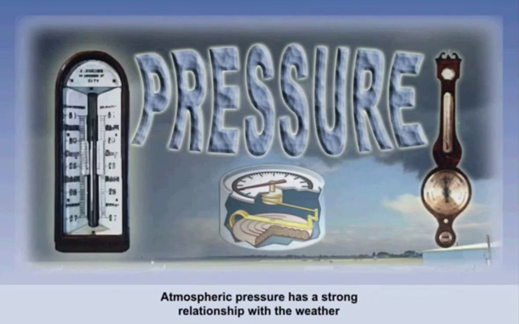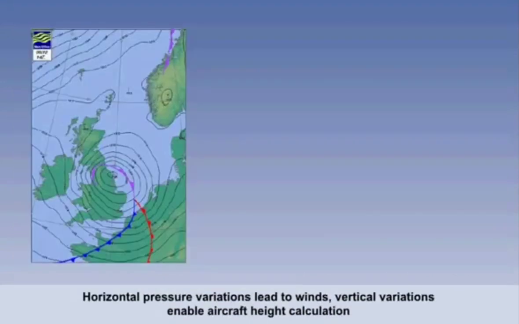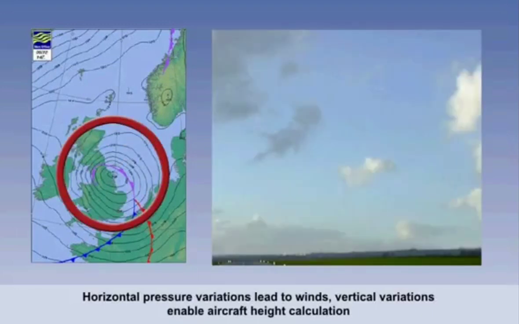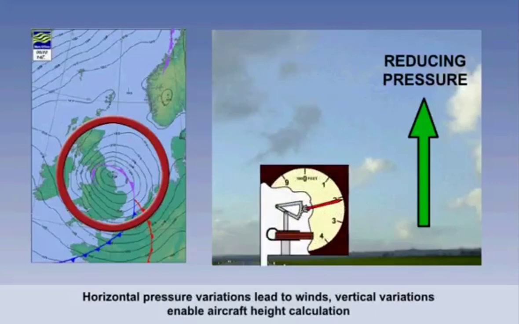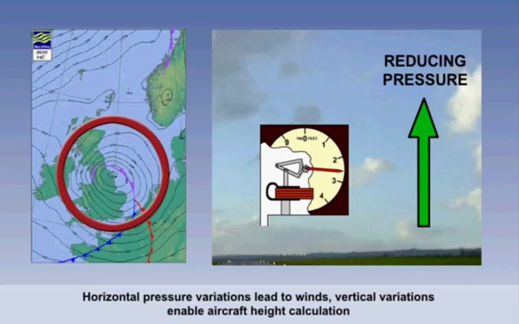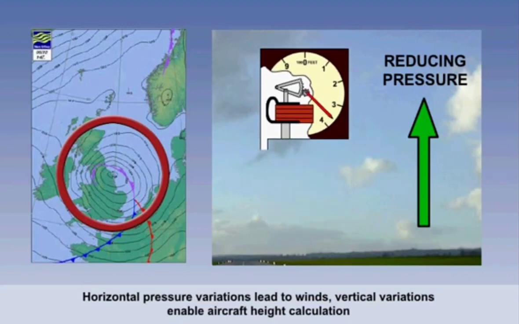Over the years, more complex instrumentation has been developed to measure atmospheric pressure to the degree of accuracy required for aviation. The forces generated by horizontal pressure differences give rise to horizontal air movement and therefore winds. The vertical variation of pressure gives us the ability to measure the height of an aircraft above a surface. The instrument that measures this variation is the altimeter. As pressure is reduced with height through the atmosphere, the altimeter will read a higher value.